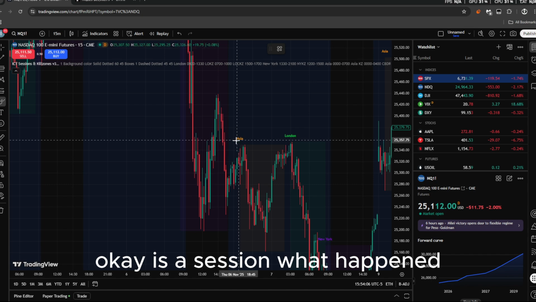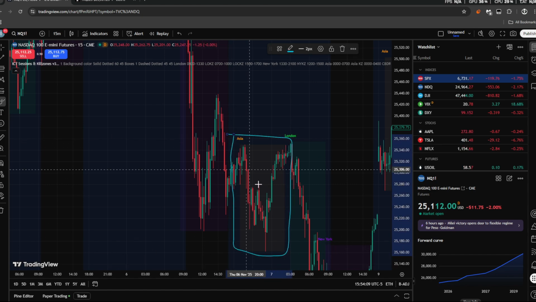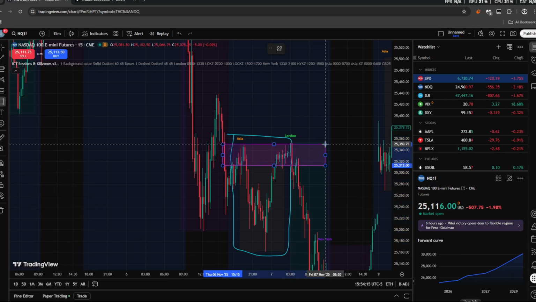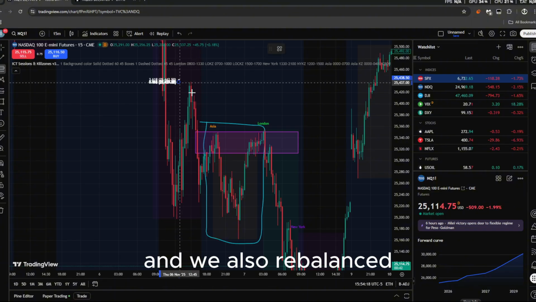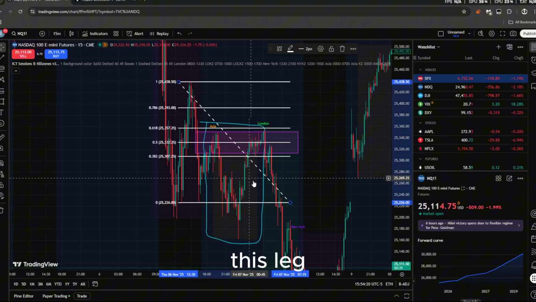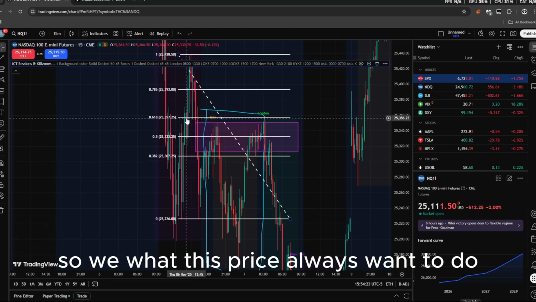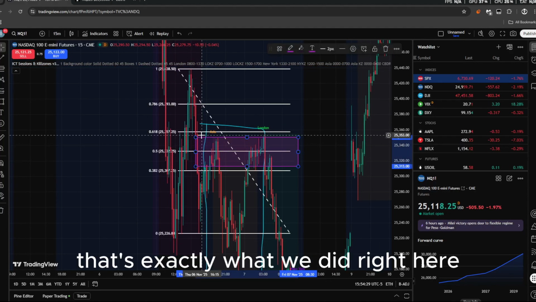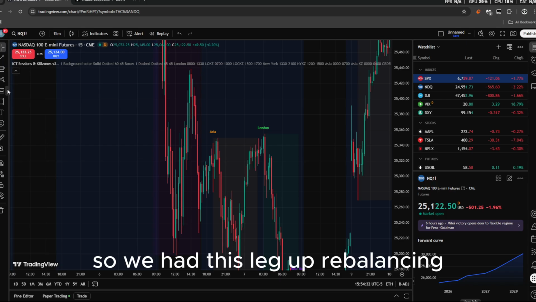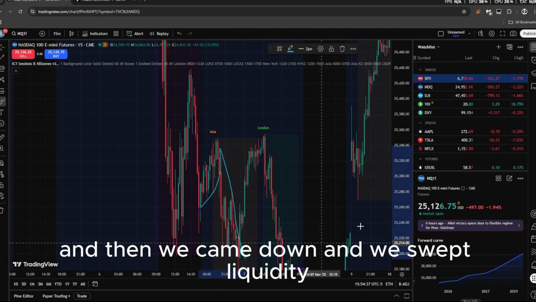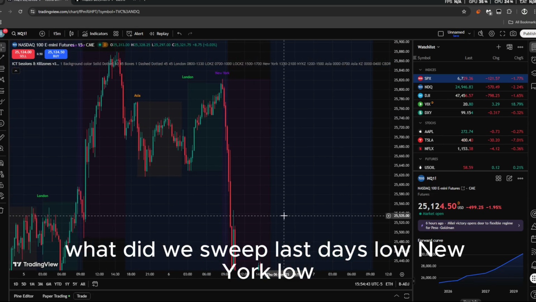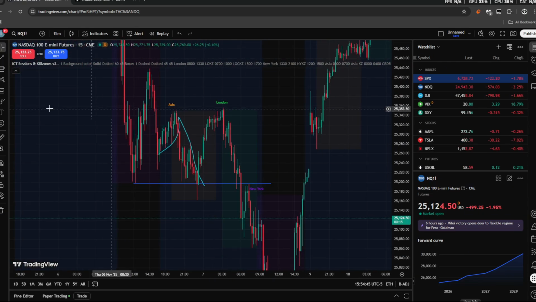Okay. Asia session. What happened? Asia session, we came up into this fair value gap, and we also rebalanced this leg. So what price always wants to do is rebalance inefficiencies, reach equilibrium. That's exactly what we did right here. So we had this leg up, rebalancing, and then we came down and we swept liquidity. What did we sweep? Last day's low, New York low. New York low got swept.